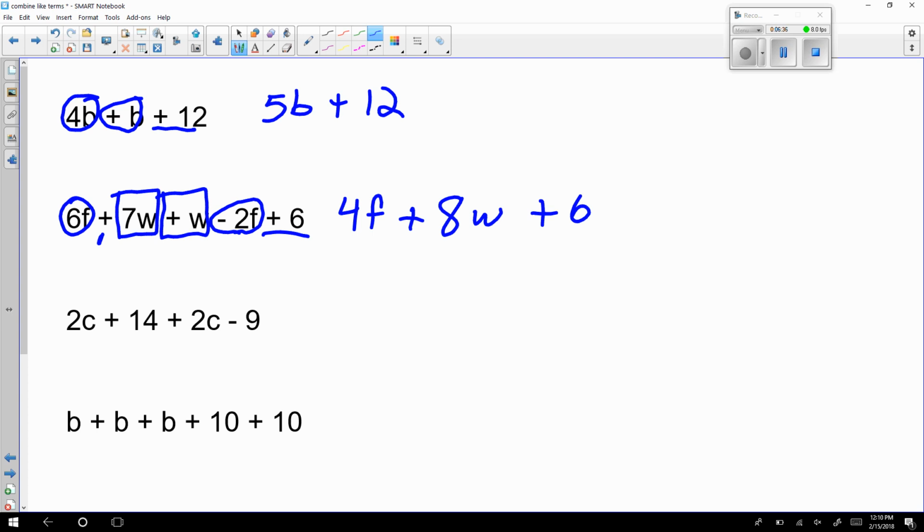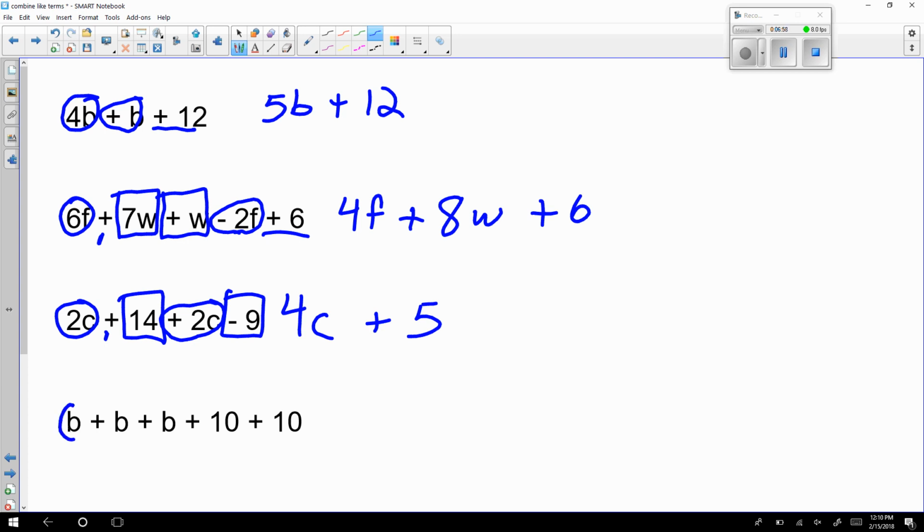For our third example, 2c plus 2c is 4c. Here we're going to use this symbol. 14 minus 9 is 5. And then lastly down here, b plus b plus b is 3b, plus 10 plus 10 is 20.